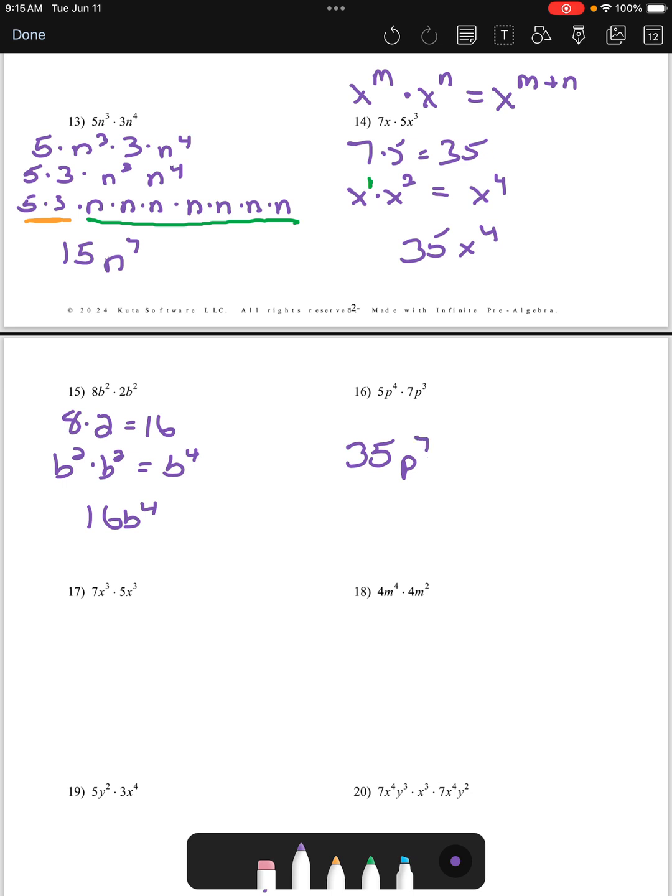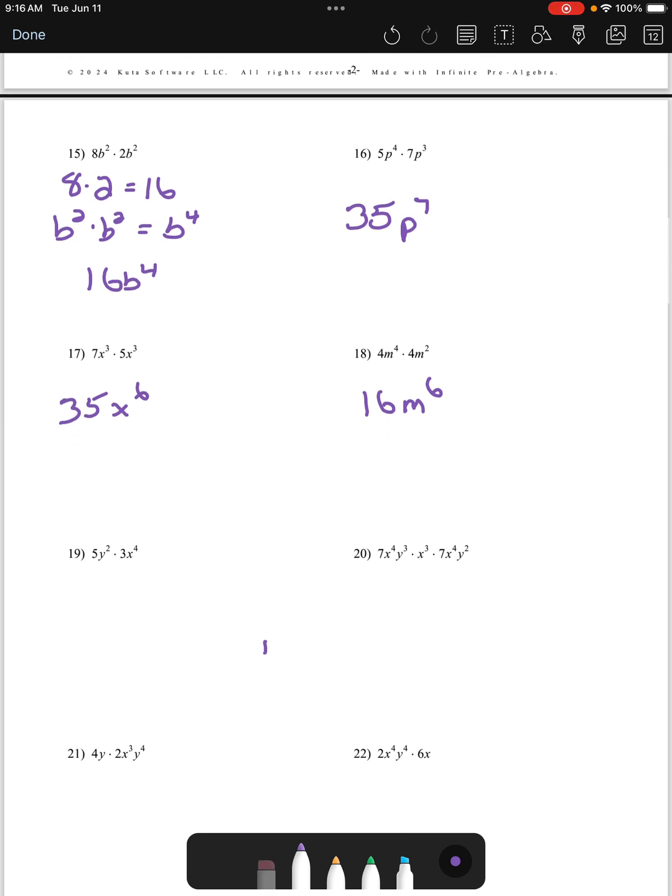In number 16, 5 times 7 is 35. P to the fourth times p to the third is p to the 4 plus 3 is 7. In number 17, 7 times 5 is 35. X to the third times x to the third. 3 plus 3 gives us x to the sixth. For number 18, we have 4 times 4 being 16. N to the fourth and m to the second. We add the exponents. 4 plus 2 is 6.